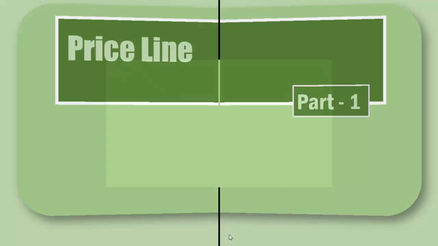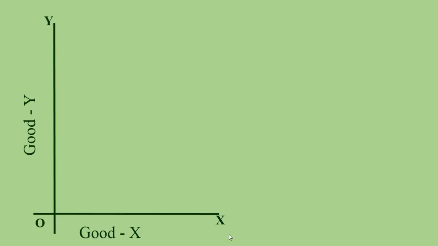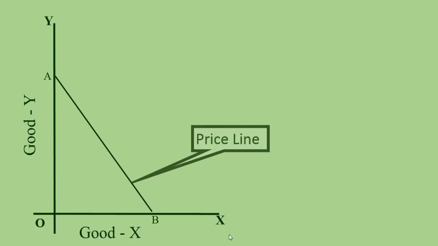Price line. In this tutorial, you will learn how to obtain the price line. Good Y is measured along the Y axis and good X along the X axis. The price line is a straight line curve.